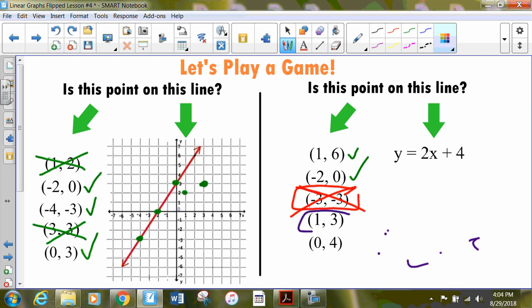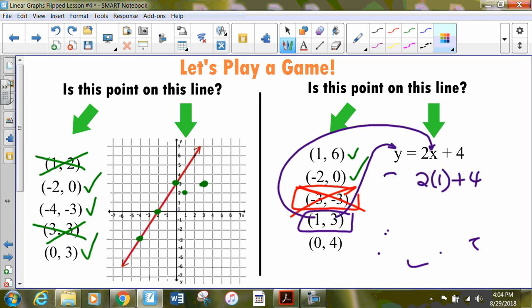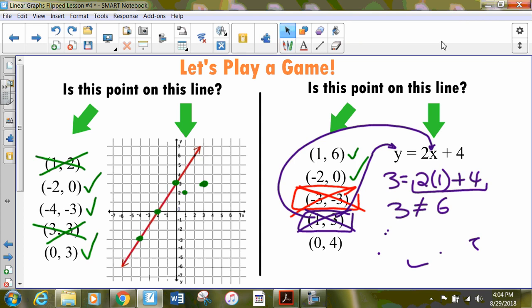All right, so here we go. We're going to do 1 comma 3. So we're going to plug 1 in for x, and we're going to plug 3 in for y. And let's see if that's true. We can tell it's not true already, right? 2 times 1 is 2. 2 plus 4 is 6. 3 doesn't equal 6. And because that statement's not true, we know this is not part of the line. So I hope this is making sense to you. We're going to definitely practice more of this.